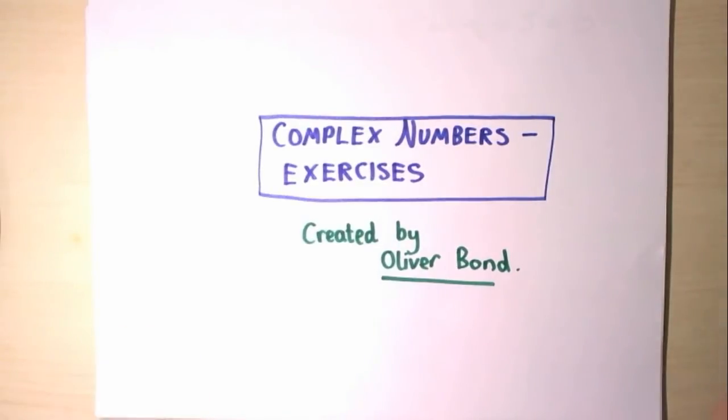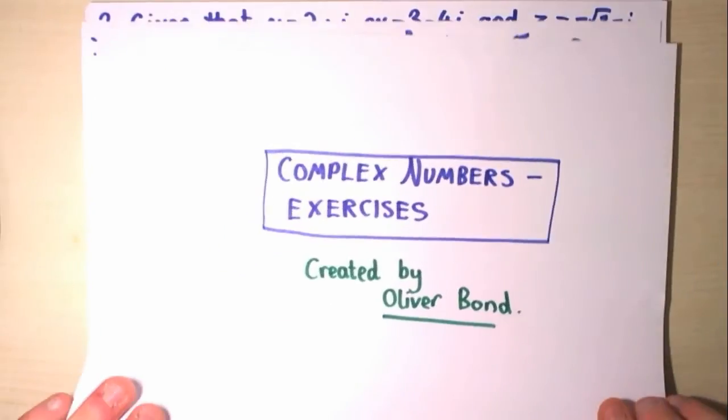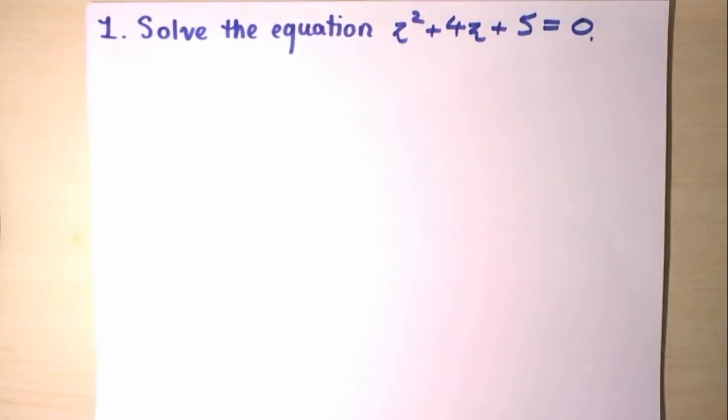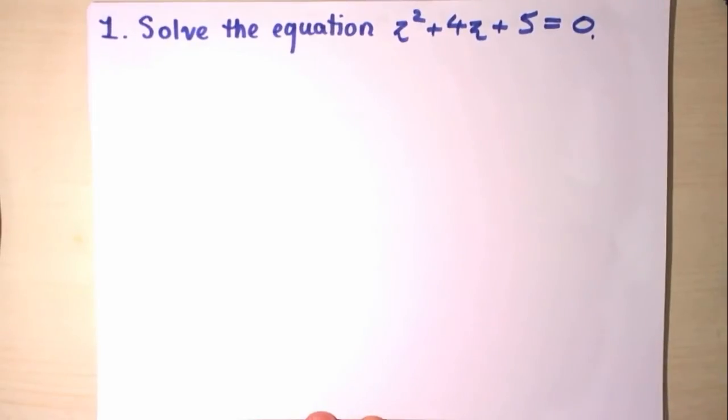Okay, so let me begin. First exercise, a fairly straightforward one. Solving a quadratic equation. Solve the equation z squared plus 4z plus 5 equals 0.